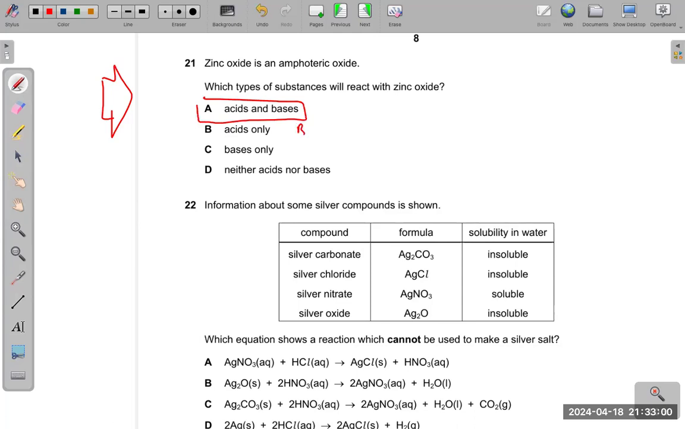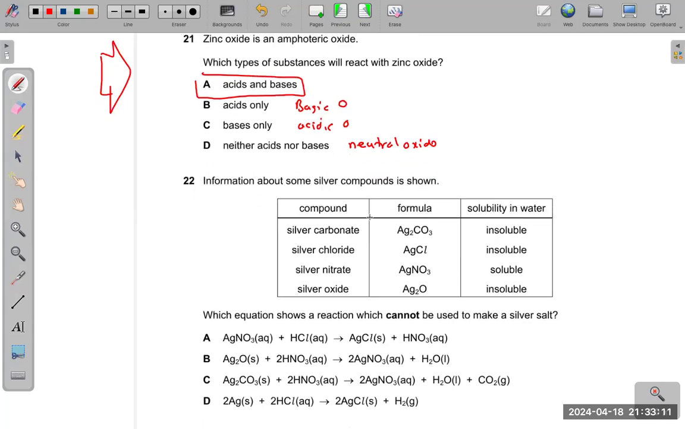الاسيدز بس يبقى حاجه basic، البيزك بس يبقى حاجه acidic. Neither acids or bases يبقى neutral oxide. دي acidic oxide. Information about some silver compounds is showing.